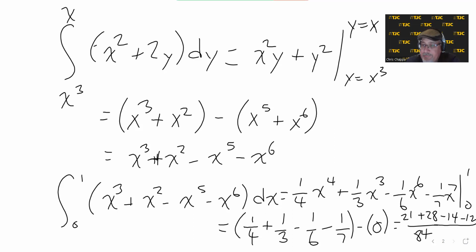Let's see. 21 minus 14 is 7. 28 minus 12 is 16. So 16 plus 7 is 23. So I believe we get 23/84.